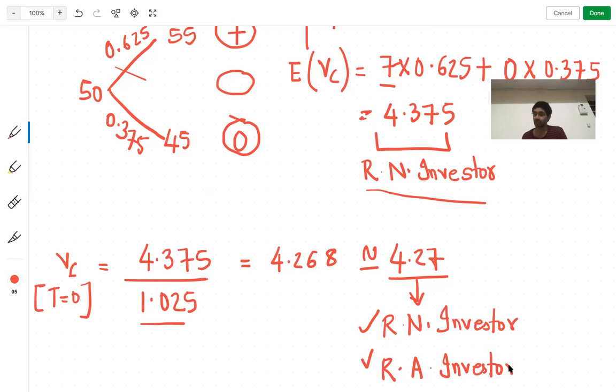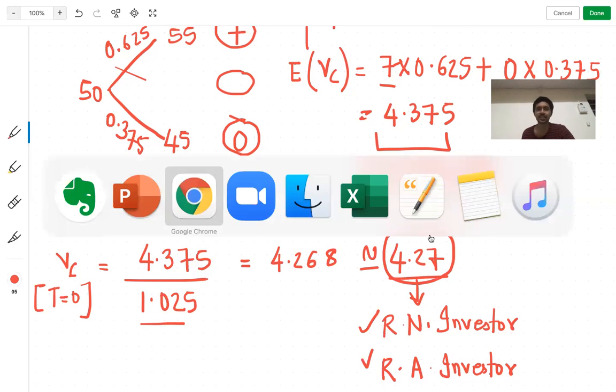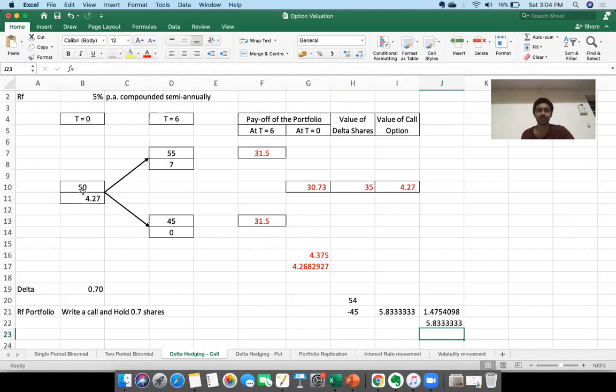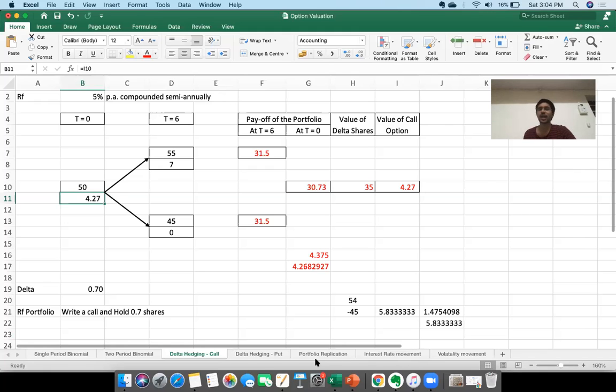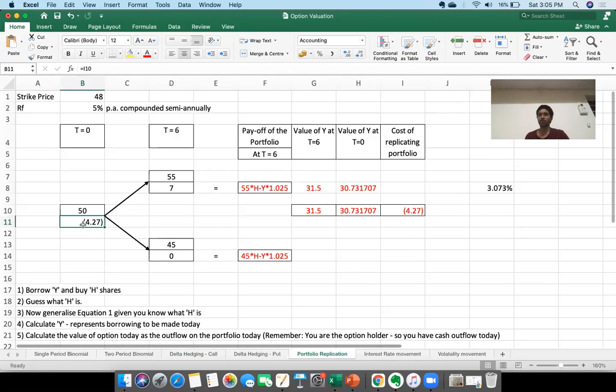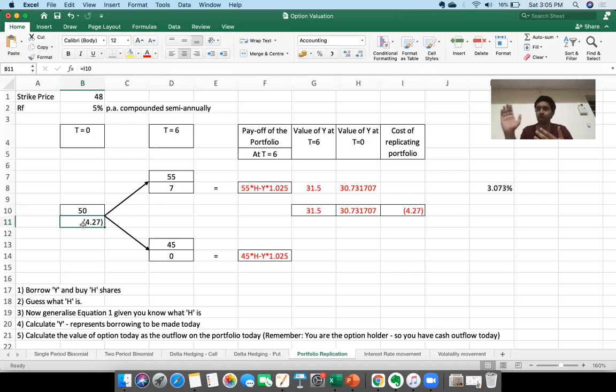And I said there are two ways of proving this. One is, as you have already observed, the 4.27 that we got over here is equal to the 4.27 value of a call option that we got under the delta hedging approach and under the portfolio replication approach. Under delta hedging and portfolio replication, did we make any assumption about risk neutrality? No, we did not assume a single thing about risk neutrality. In fact, we heard the risk neutral term for the first time over here.